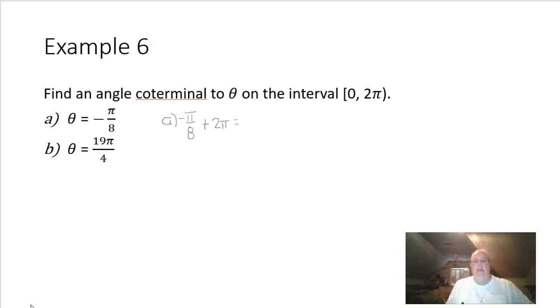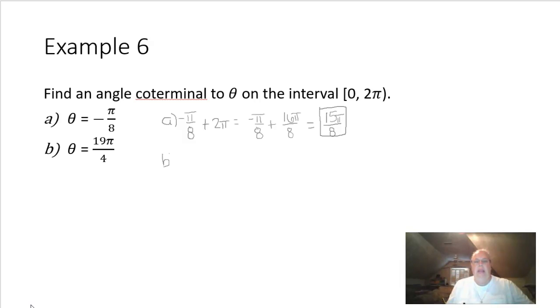Now, if I convert these so that they have the same denominator, we'll have negative pi over 8 plus 16 pi over 8, because 8 can go into 16 2 times. So I know this fraction reduces to 2 pi. And now that they have the same denominator, I just add the numerators. Negative pi plus 16 pi, that gives me 15 pi. And we don't change the denominator, it stays an 8. And this angle falls inside my interval right here between 0 and 2 pi.